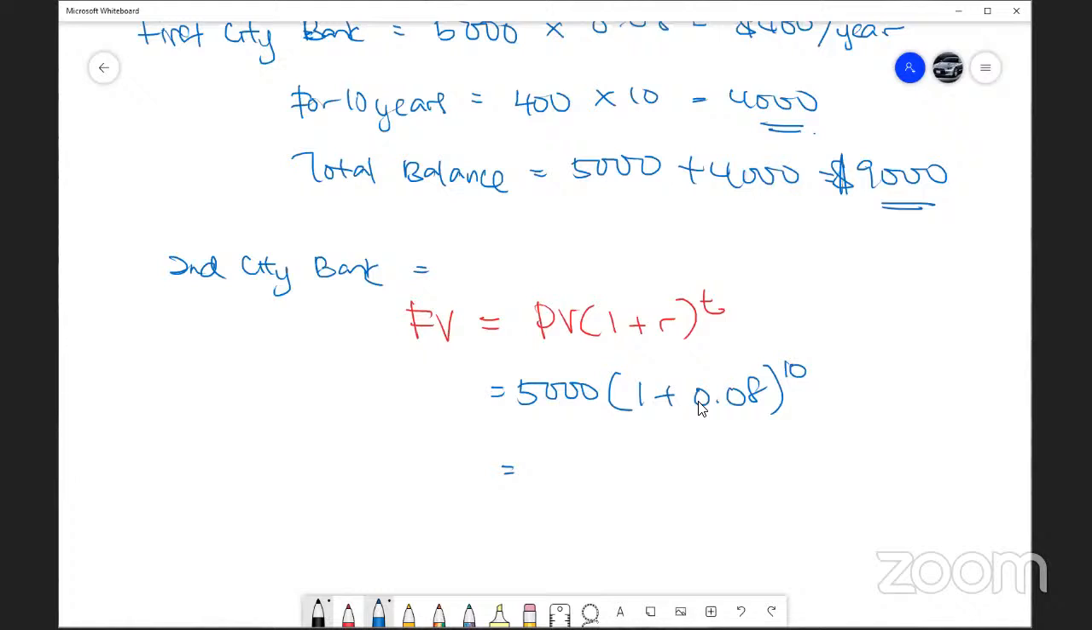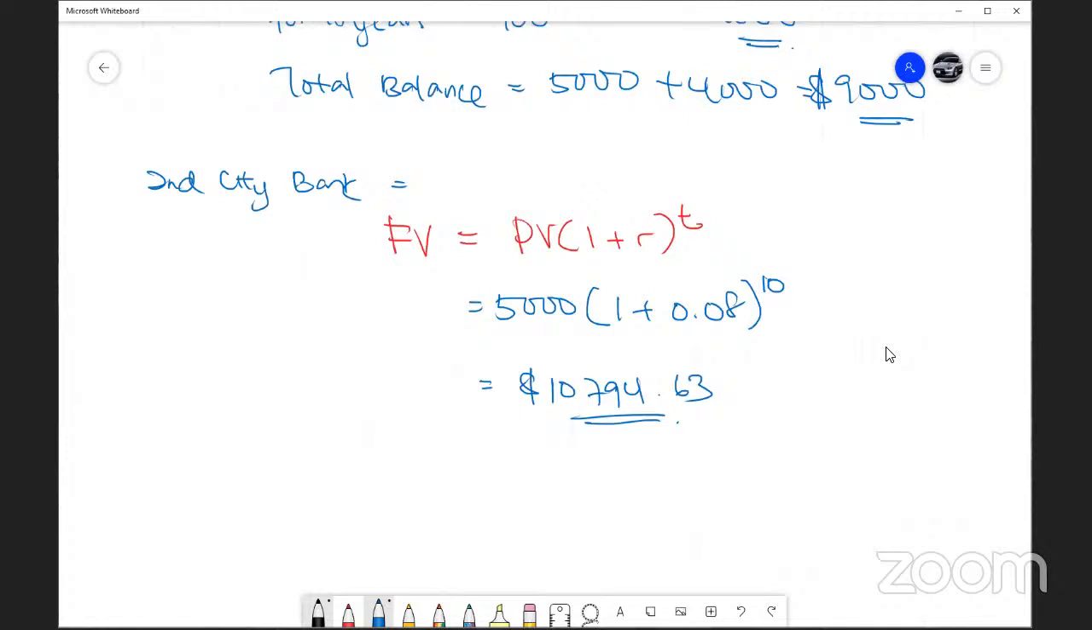So your future value, okay, the 10 years after getting the compounded interest, the total lump sum that you get, if you use a calculator or if you use your financial calculator, yes, you get 10,794.63. Okay, so this is the final amount you get with second Citibank. So the question asks you how much more money you earn. So take 10,794.63 minus your $9,000. So you're earning an extra of 1,794.63.